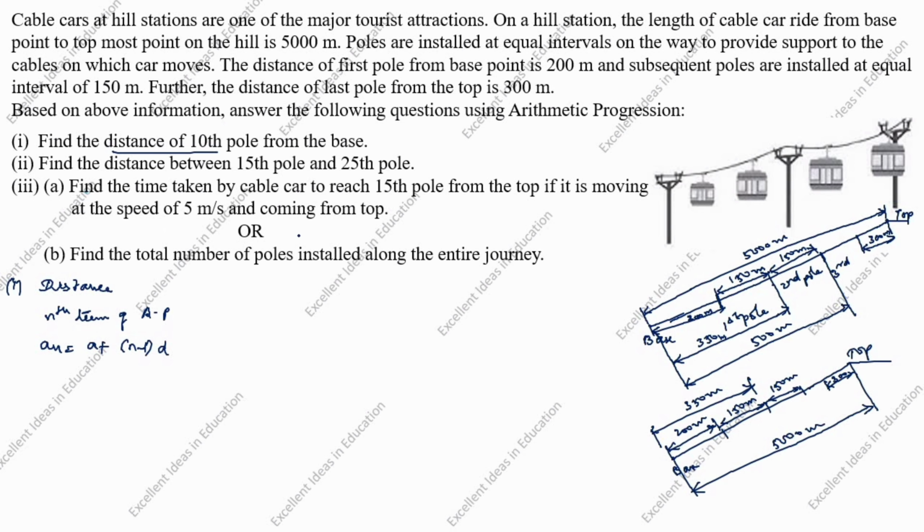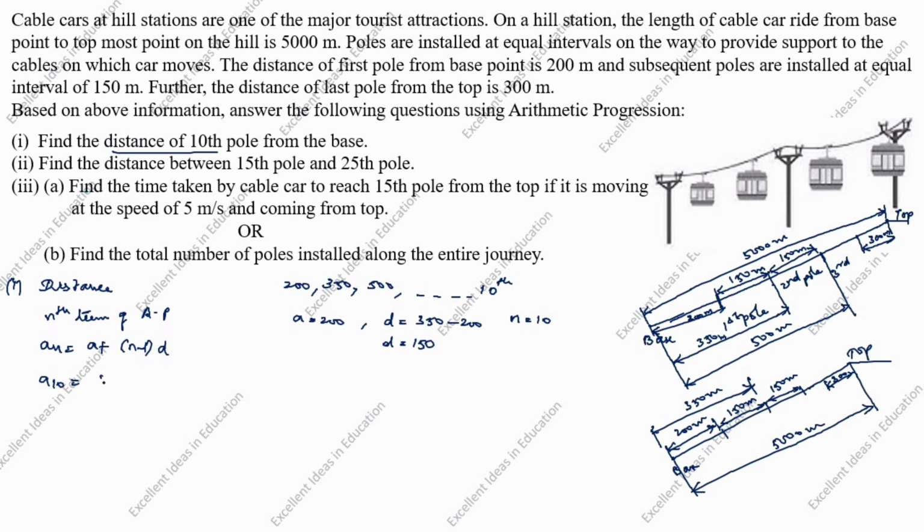Based on the question, we will find the arithmetic sequence. First pole is 200. Second pole is from base to second pole is given as 350. From base to third pole is given as 500. It goes on till 10th pole. What is A? A is equal to 200. D is equal to 350 minus 200. D is equal to 150. N is equal to 10.